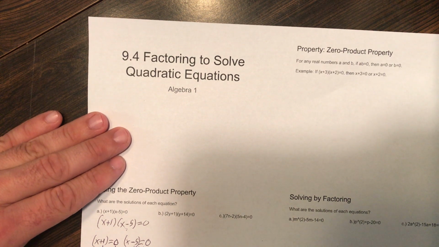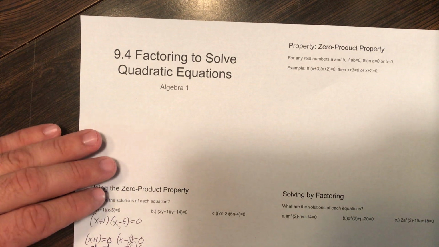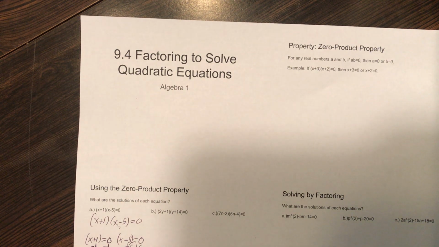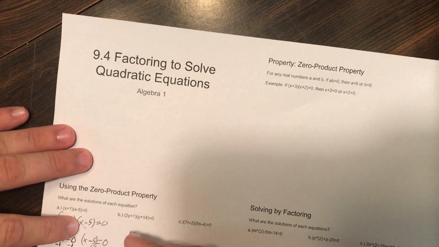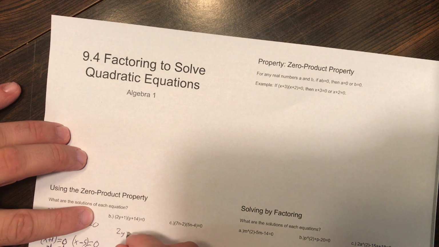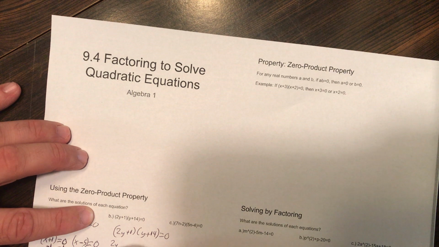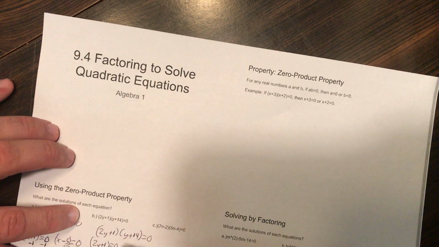If you want to do the other two on your own, go for it. I'm going to do them. Like I said, if you want to do it yourself, you can hit stop and then go through and see what I do. On this one, you have 2y plus 1 times y plus 14 equals 0. Each one of these has to be set equal to 0 again.